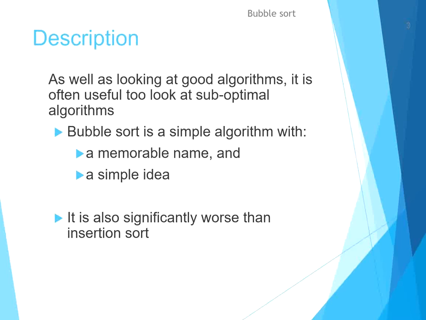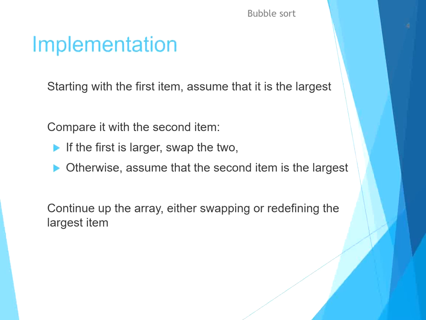It is also useful to look at suboptimal algorithms. Bubble sort is a simple algorithm with a memorable name and a simple idea. It is a very simple algorithm, but it is also significantly worse than insertion sort. In insertion sort, you already know how the insertion sort works and what the time complexity of that algorithm is. So this bubble sort is a little more complex than the insertion sort.